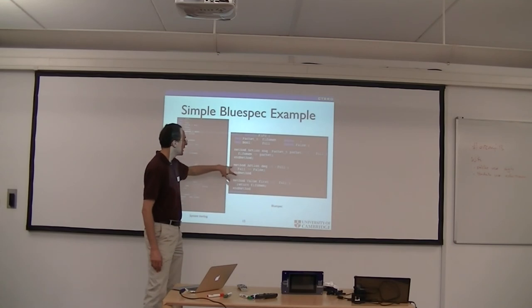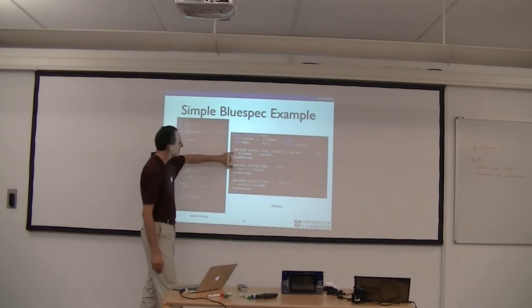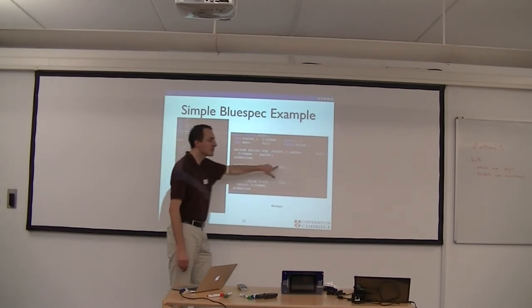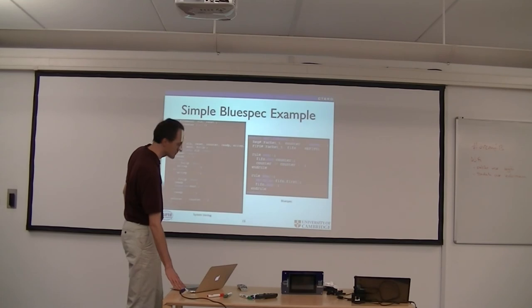And so there could be a conflict here, right? Because full is written in two separate rules, two separate interfaces or methods, except that this method can only happen if we're not full. This one can only happen if we are full, right? So they're mutually exclusive.